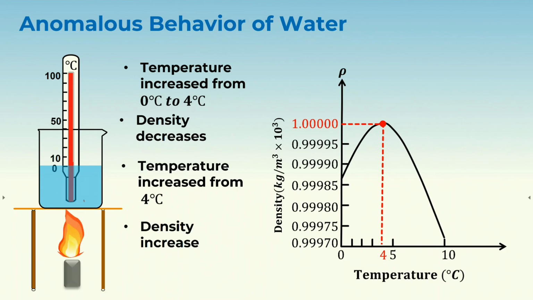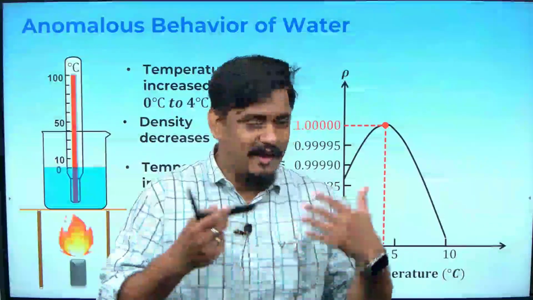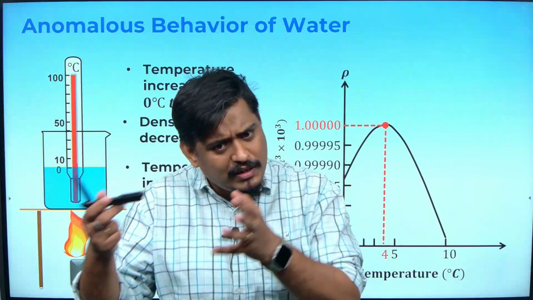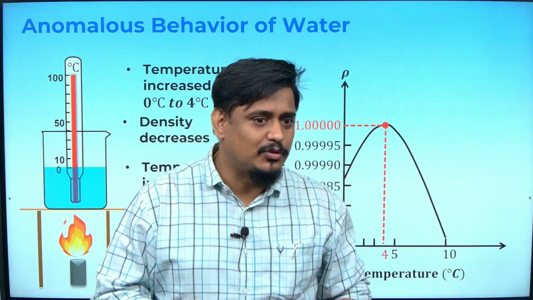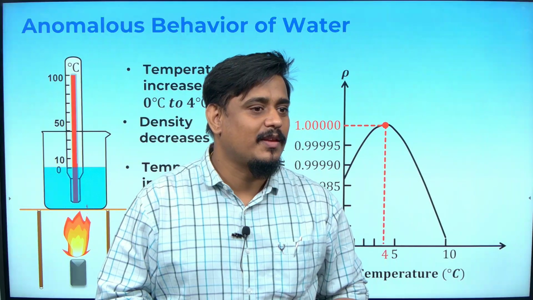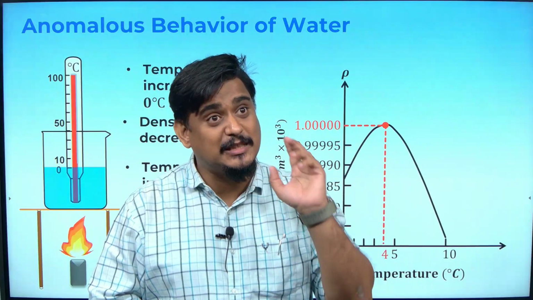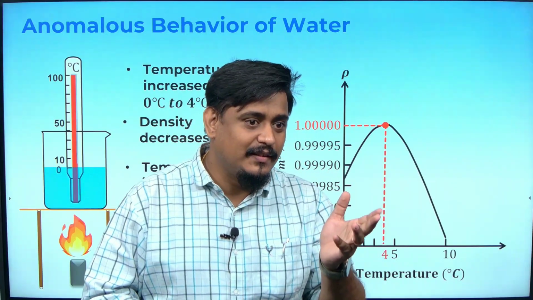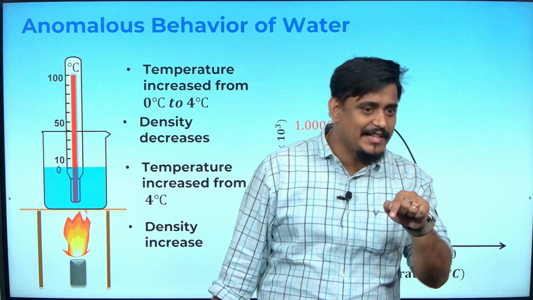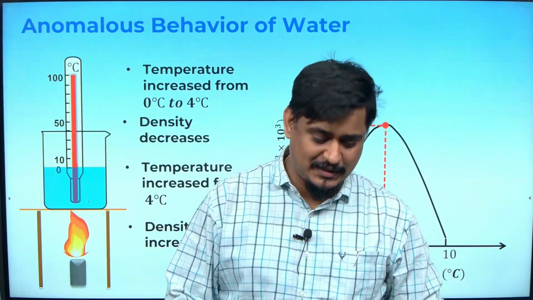And you know one thing, in cold countries, their main source of food is fish only. Because where the temperature goes minus 5, minus 6, we don't have much wildlife, neither vegetation nor other animals. So they depend mainly on fish for their food. If anomalous expansion had not been there, the fish also would not be there for them. Now once again the question comes back, why does this happen?